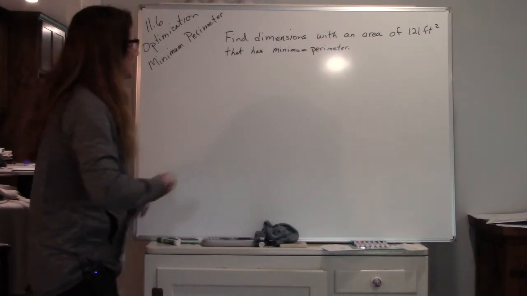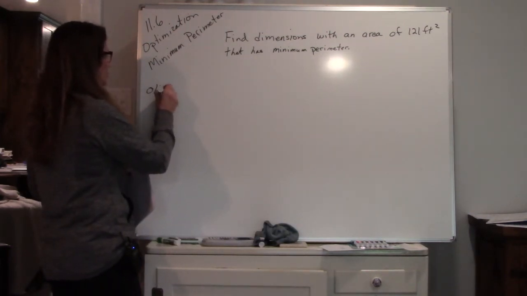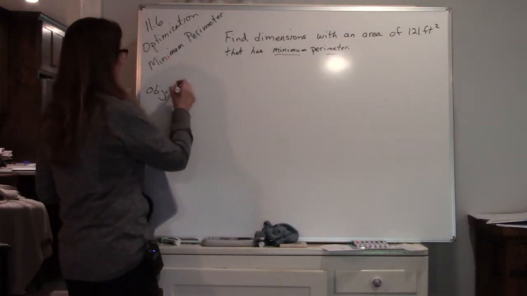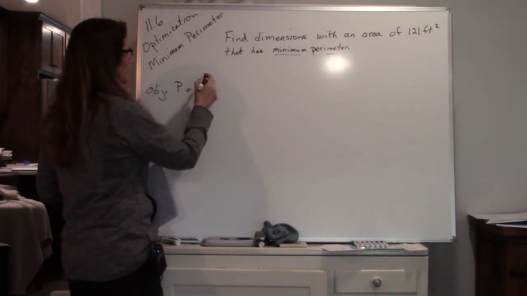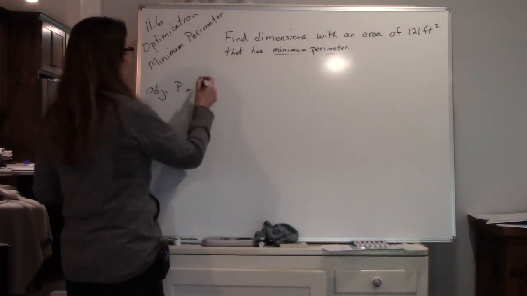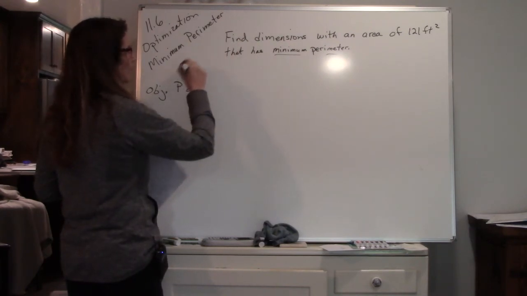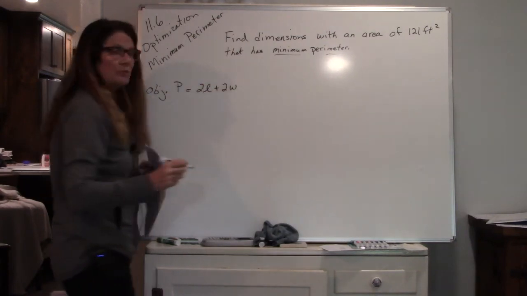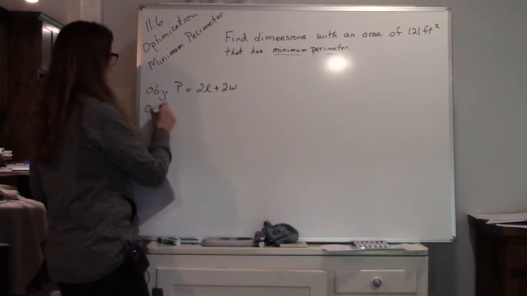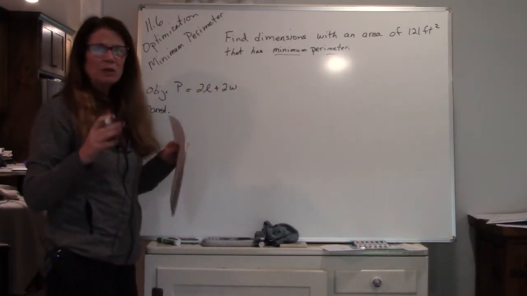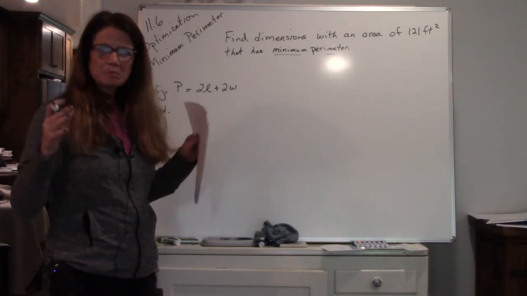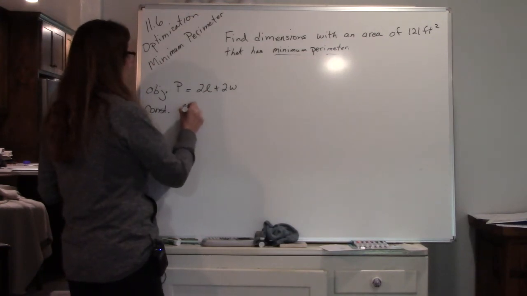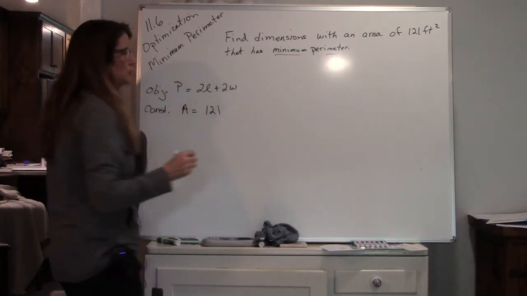So remember, the first thing we want to do is find our objective. So the objective is minimum perimeter. So we're looking for a perimeter function. So perimeter, remember, of any rectangle. I didn't write rectangle. Find dimensions of the rectangle, that's what it's looking for, is 2 length plus 2 width. That's our objective. The constraint is our area. Because we only have a limited amount of area, that's what's going to keep us from being able to get whatever values we want. So our constraint is area equals 121 feet squared.